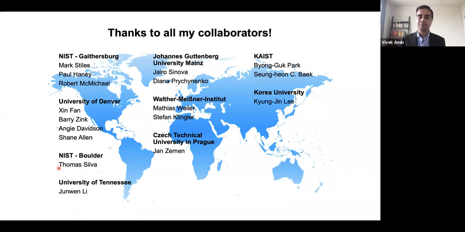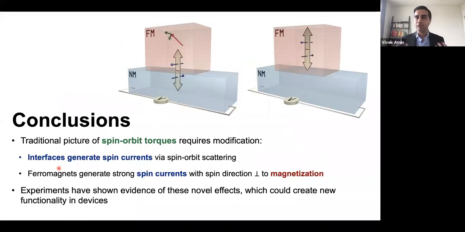And so with that, I'll just leave you with my conclusions, two conclusions, which are fairly simple. The traditional picture of spin orbit torque requires modification. And there are two ways in which we can think about it being modified. Interfaces generate spin currents via spin orbit scattering, and ferromagnets can generate strong spin currents where the spin direction is transverse to the magnetization. And I showed some experiments which have shown some evidence that these effects exist, which could create new functionality in devices.